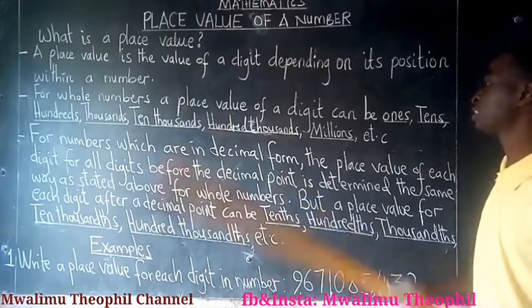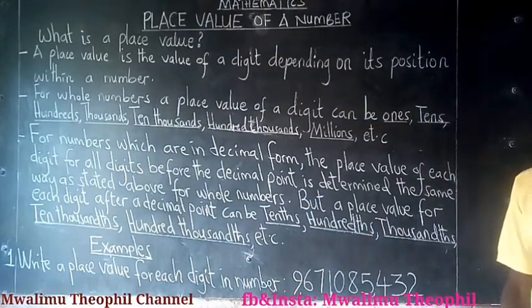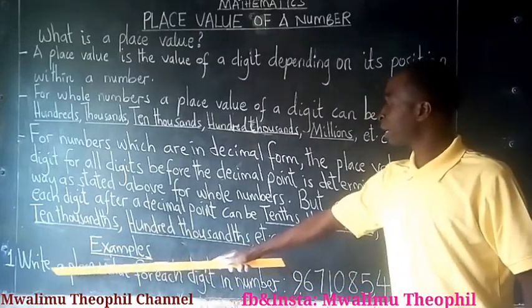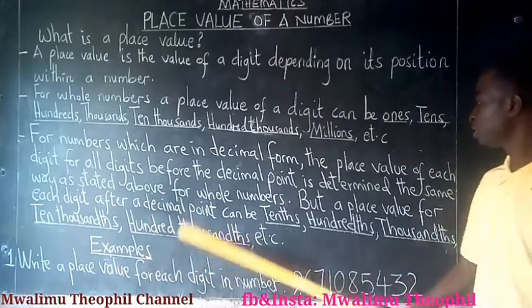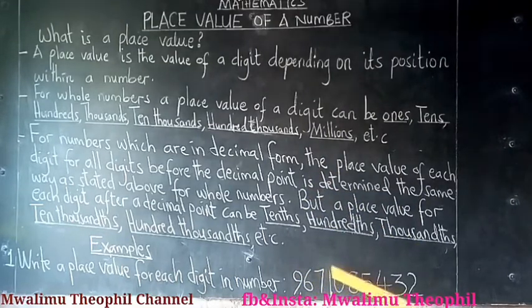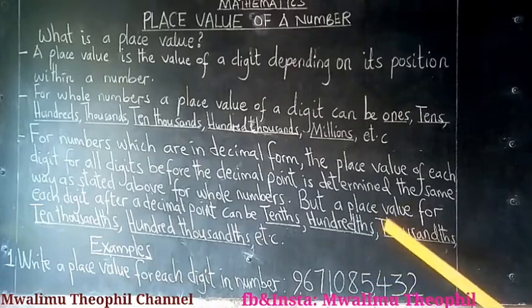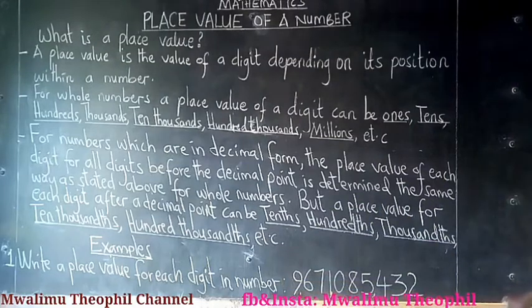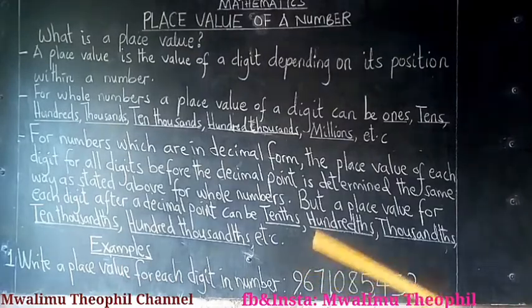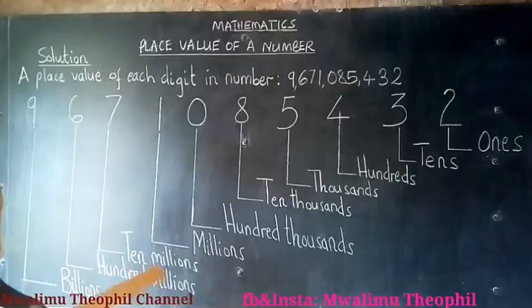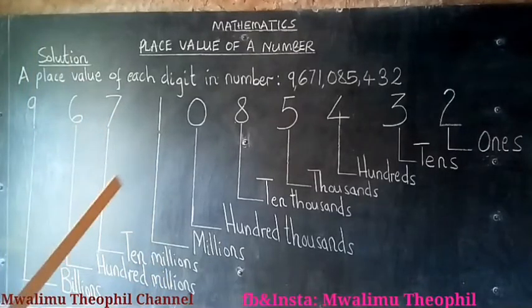Now let us see different examples on the way to write the place value for any digit within a number. Example 1. Write a place value for each digit in the number 9,671,085,432. Now, how do we write a place value for each digit within this number? I'm going to show you the way to write the place value of each digit in this number. Now let us see a solution for the first example.